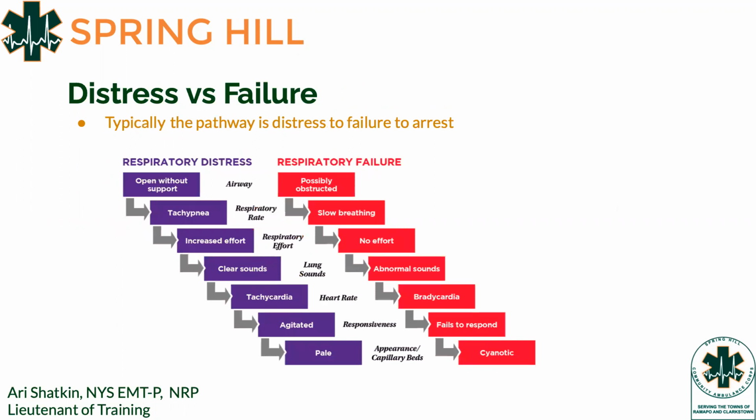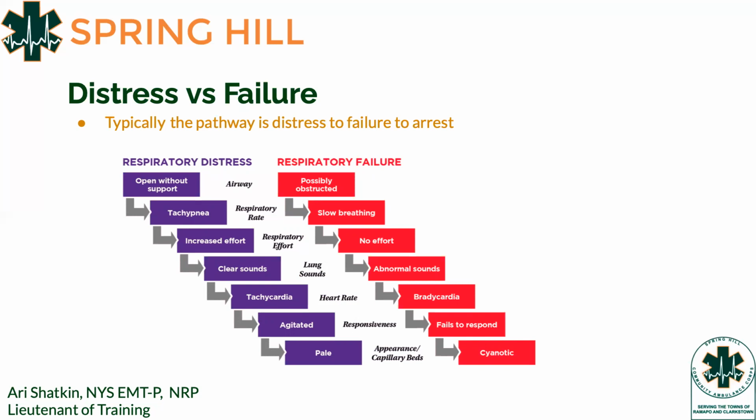So a little flowchart on distress to failure. This is a little bit of a comparison. With respiratory distress, their airway is going to be open and no support is going to be needed. They're going to be tachypneic, so they're breathing heavy or fast. They're going to have increased effort. Their lung sounds could be clear, could not be clear. They're going to be tachycardic because usually they're panicking. They're going to be agitated, which could also be due to AMS from it, and they're going to be pale.